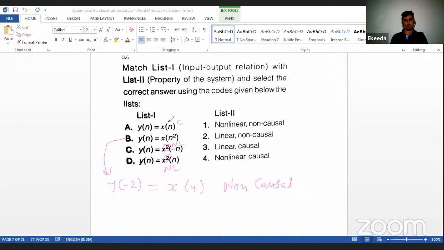So now you can say that A will correspond to, this is causal, linear and causal. So linear and causal means 3. B will be again linear and non-causal, since this is NC. So linear and non-causal, this will be 2. Why is this linear? Because there is no non-linear operation on y and x.